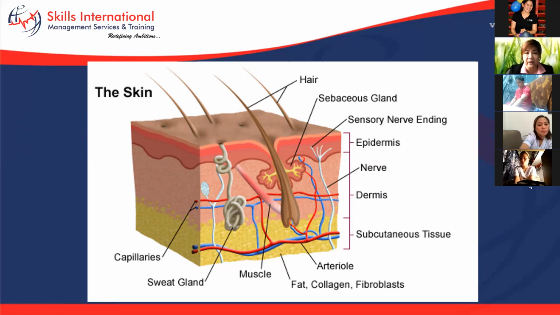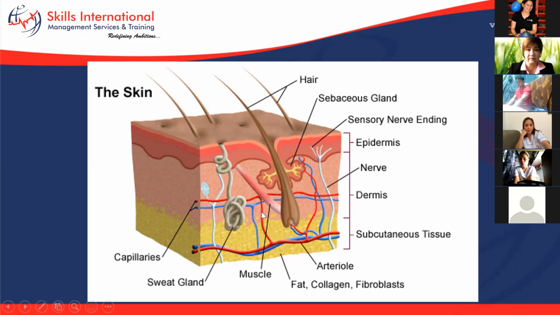Ngayon, meron tayong mga nerves, kaya pagka napipil natin, di ba, pagka mainit yun, meron tingling sensation. Meron tayong dermis sa layer at may subcutaneous tayo sa ilalim. Meron din tayong mga arterioles, fat, collagen, and fibroblast. Kaya pagka naging elastic na yung skin natin, lumuwag, nawawala na tayo ng collagen. May muscle din tayo, may sweat gland na nagpo-produce ng pawis na lumalabas sa skin, at capillaries.